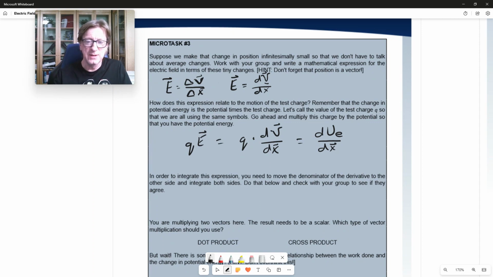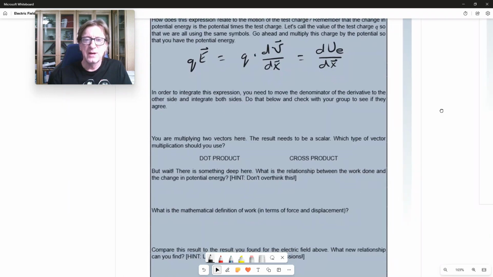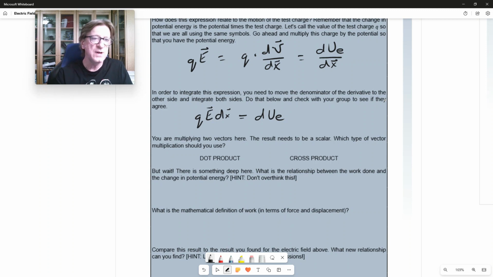Now, if we want to integrate this so that we can get our entire expression, then we have to move that differential over to the other side. So I'm going to have QE, which is a vector, dx, which is a vector, equals dUE, which is a scalar. When I multiply two vectors, I have to use either the dot product or the cross product. That's going to have to be the dot product because I want a scalar by the time I'm done. So this is a scalar, this is a vector, this is a vector, but when I separate these, that's going to end up being the dot product there.